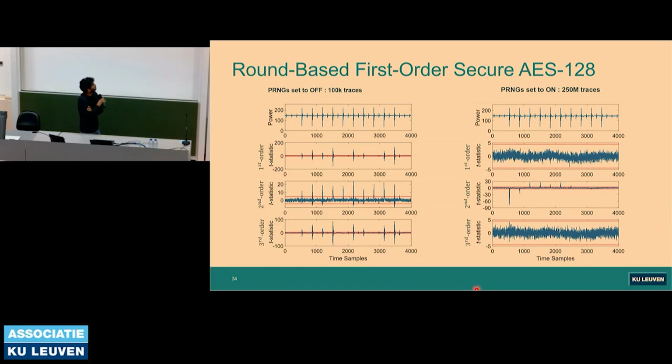So for PRNGs off, there is no surprise. It leaks almost all the time for first order, second order, third order. For PRNGs set to on, there is no first order leakage, as expected, with 250 million traces. Second order, there is leakage because, of course, it's not second order secure. And third order, again, I don't see any leakage, but I also don't have a proper explanation for it.